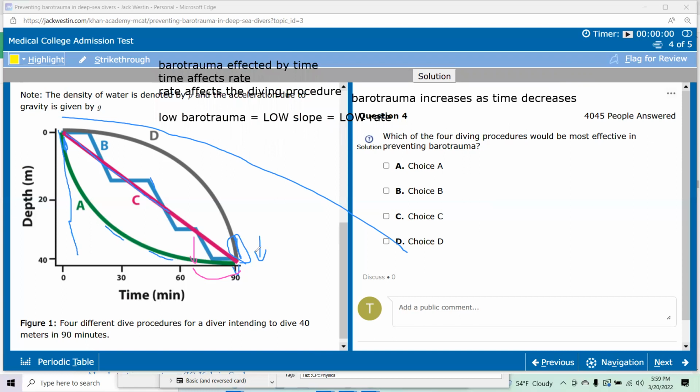We saw that, correct, yes, C. We saw that we have a steep slope here in D. We have a steep slope here for A. We have some steep slopes right here. They're not as steep as the other ones, but they don't compare to C, because C is just a consistently smooth slope.